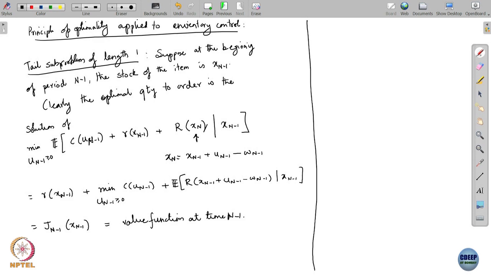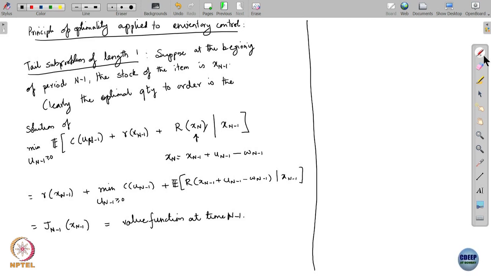Now, naturally this is a function of x n minus 1, and the reason it is a function of x n minus 1 is because we started off our calculation saying let the stock be at some nominal level x n minus 1. So, naturally the optimal cost you would incur starting from that level onwards is a function of x n minus 1, right. Now, let us look at the tail subproblem of length 2, right.